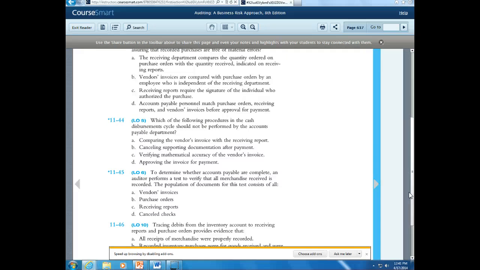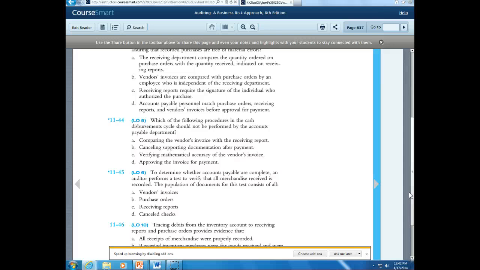Separation of duties. Which of the following in the cash disbursement shouldn't be performed by the accounts payable? A, comparing the vendor's invoice with the receiving report? B, canceling supporting documentation after payment? C, verifying mathematical accuracy of the vendor's invoice? Or D, approving the invoice for payment? B, canceling supporting document after payment.